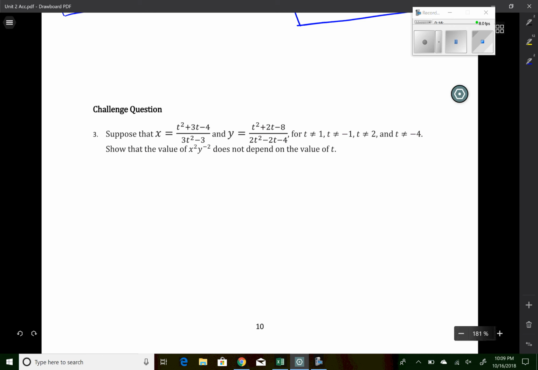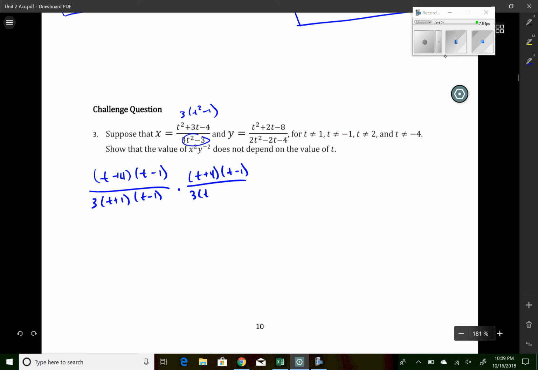So if I do some factoring here, I'm going to have this x term twice, so I'm going to have t plus 4, t minus 1, all over 3. This is going to become 3t squared minus 1, so that's going to become 3t plus 1, t minus 1. I'm going to have that twice, so I'm going to have t plus 4 again, t minus 1 again, and 3t plus 1, t minus 1. Well, if I do that, multiply that by this fraction flipped twice.